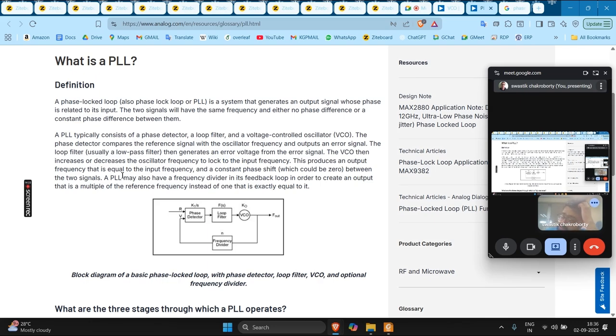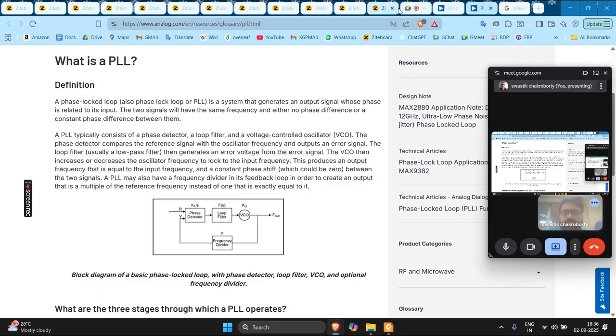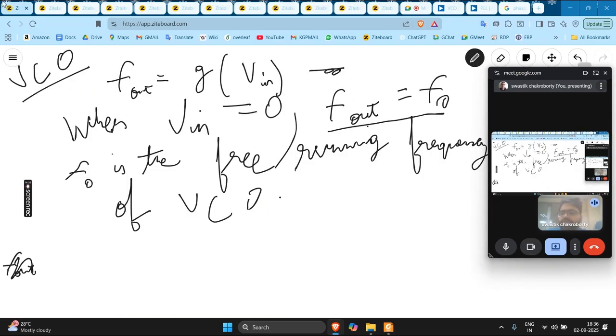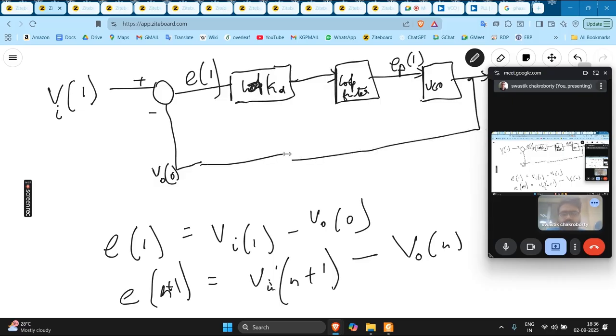Since the VCO frequency is a function of the input voltage, according to the error it will create a frequency. So after filtering, it will modify its frequency, not create, rather modify. After filtering, this one becomes EF. Say now this EF is passed through a VCO, and finally the VCO output is fed back. So the VCO output is V0.